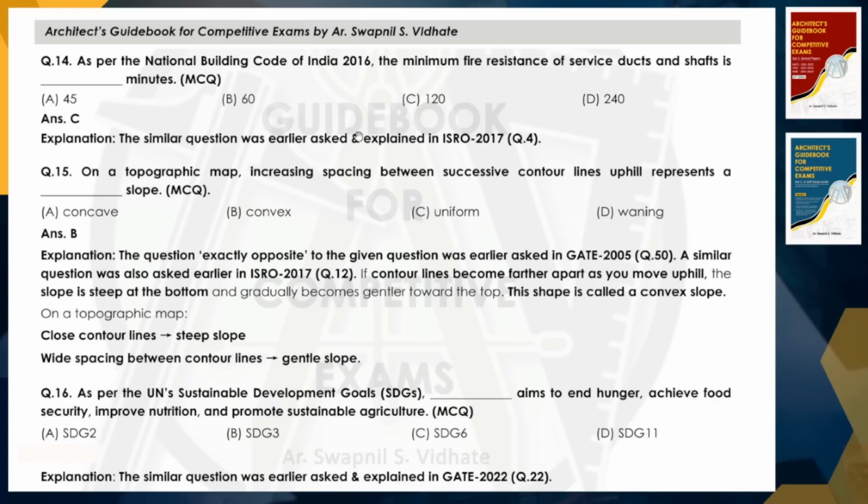So here selecting option A was not the difficult one. SDG 2 is aiming to end the hunger, achieve food security, improve nutrition, and promote the sustainable agriculture. So again, the reference was there in the previous year question paper. Option A for question 16 was the correct one.